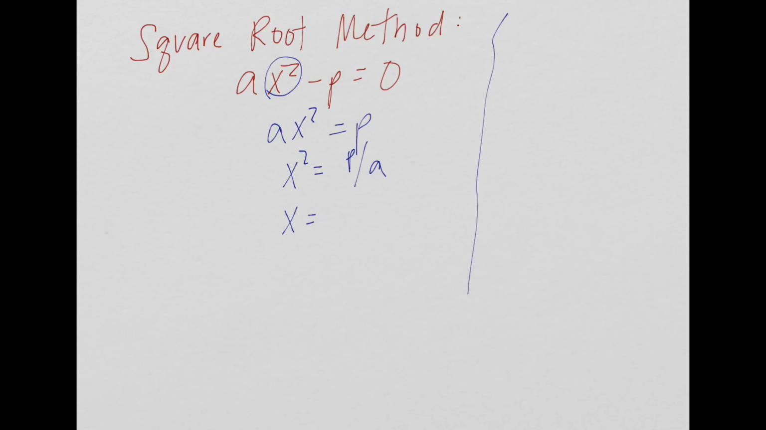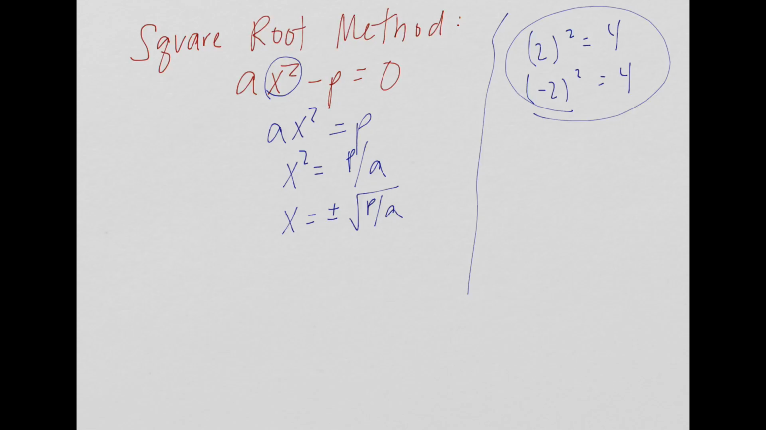So kind of an aside here. Think about this. What's 2 squared? Well, that's 4. What's negative 2 squared? Well, that's also 4. Because of this, anytime you take the square root, you've got to include both of them. Which one's the square root of 4? It could be 2, it could be negative 2. So we don't know. So it's got to be plus and minus the square root of p over a. Okay, so that's the square root method. We're just going to move that p over, divide by a, take a square root.